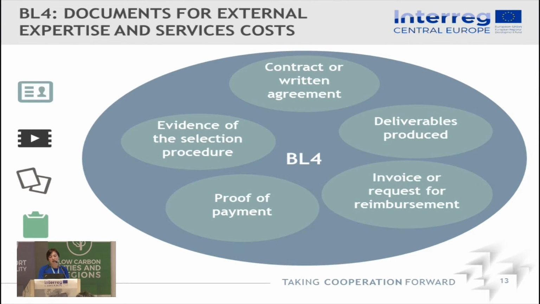For the external expertise and services costs, of course, there are slightly different requirements because of the nature of those costs. So first of all, you need to collect and provide to the national controller, and then keep for the relevant period of time, evidence of the selection procedure. The relevant procedure depends on the type of the beneficiary and the amount contracted, and the selection procedure must be in line with either EU, national or programme rules.